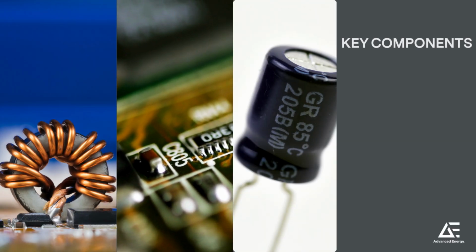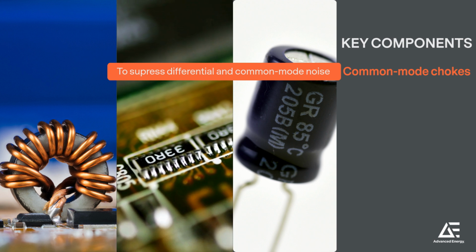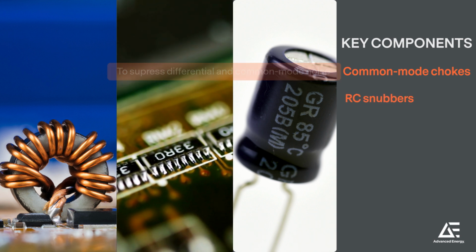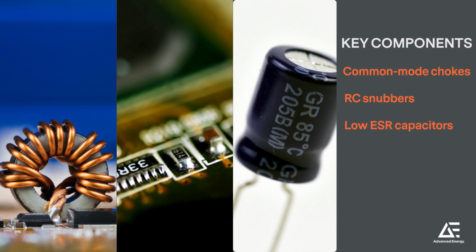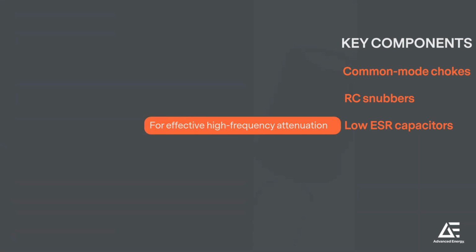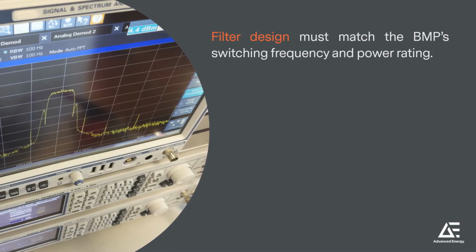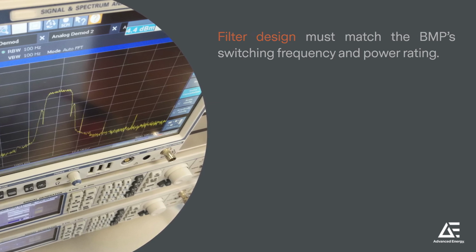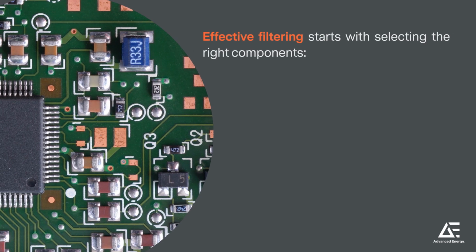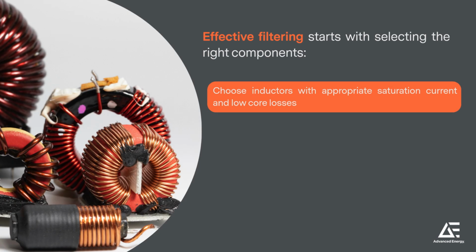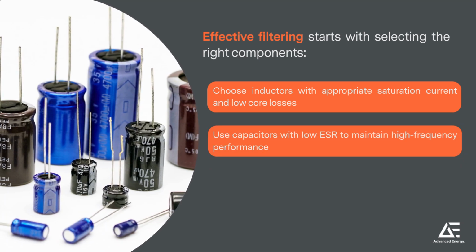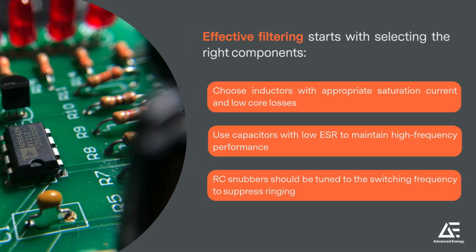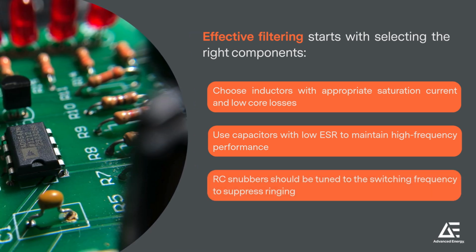Key components include common mode chokes to suppress differential and common mode noise, RC snubbers to dampen high-frequency ringing, and low ESR capacitors for effective high-frequency attenuation. Filter design must match the BMP's switching frequency and power rating. Effective filtering starts with selecting the right components. Choose inductors with appropriate saturation current and low core losses. Use capacitors with low ESR to maintain high-frequency performance. RC snubbers should be tuned to the switching frequency to suppress ringing.